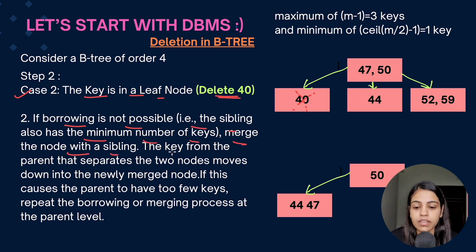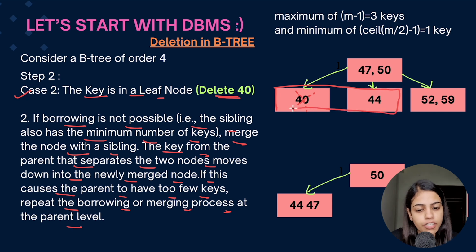with a sibling. Now the key from the parent that separates the two nodes moves down into the newly merged node. If this causes the parent to have too few keys, repeat the borrowing or merging process at the parent level. So what we will do here is merge this 40 and 44, and from the parent node, the key common between these two keys, that is 47, will come down and take part in this particular merging.